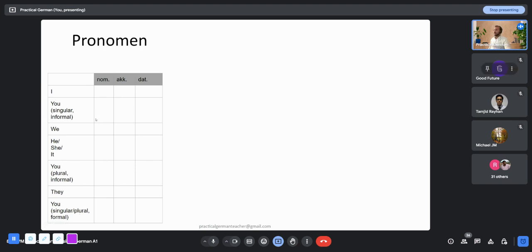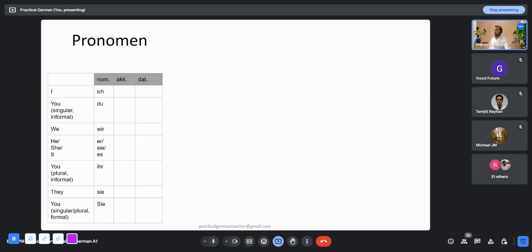So let us start. In nominative case, you have ich meaning I, and du meaning you, singular, informal. Let's say if I talk to Tamjid, I will use du for him. For we, you have wir. Then for he, you have er. For she, you have sie, like the z of New Zealand. Then for it, you have es, just like the letter s.